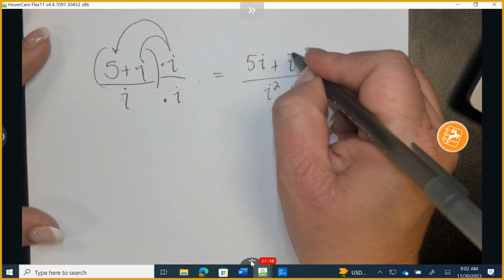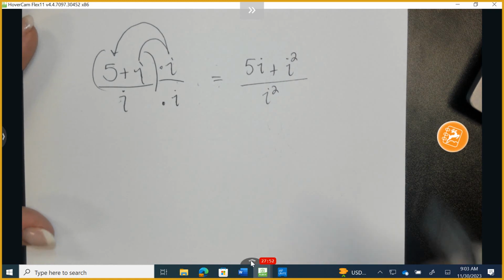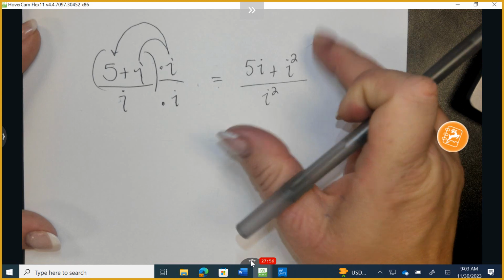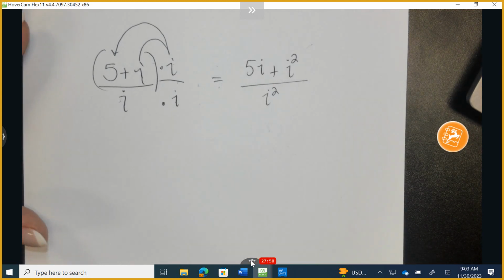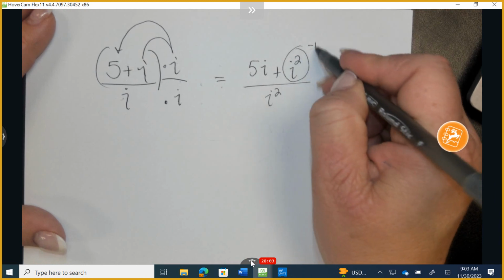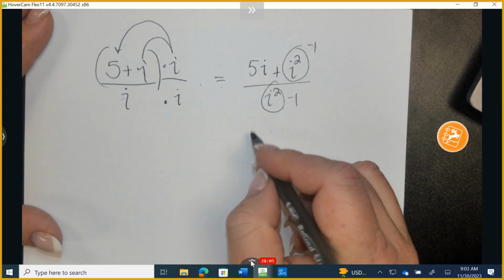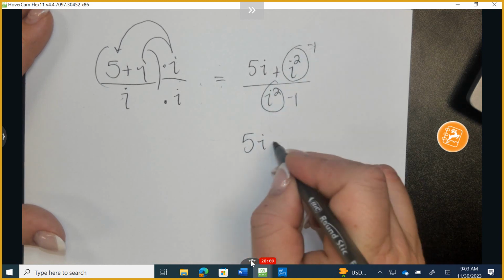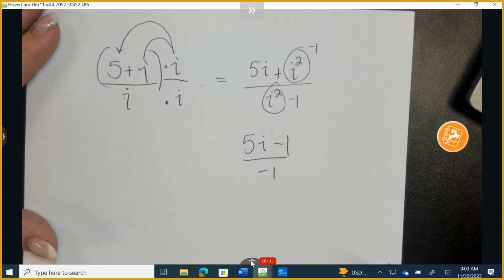plus i times i. Now, a mistake I've seen students make is, well, can't you just cancel these out? You cannot cancel out in the numerator and the denominator if they're separated by addition or subtraction. So I'm going to rewrite this. I know that i squared is equal to negative 1. So I'm just going to rewrite this right now. I have 5i plus negative 1 minus 1 over negative 1.